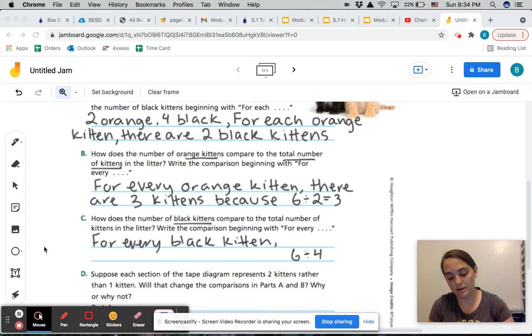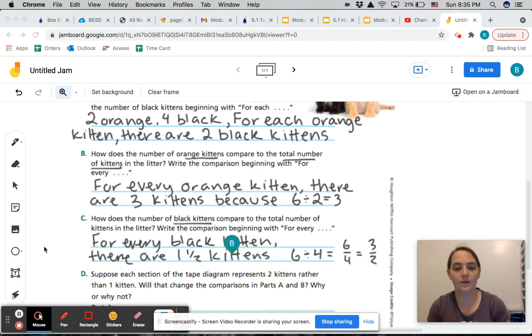And 6 divided by 4, right? We can write this as 6/4, or this can be 3 halves, so 1.5, right? So that means for every black kitten, there are 1 1/2 kittens. It's kind of morbid having 1.5 kittens.